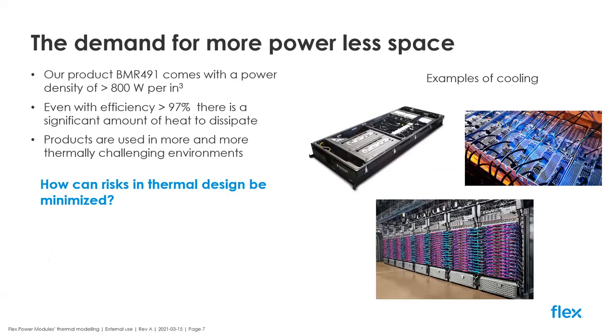What we see is a continuing trend towards even higher power density, more power in less space. The new BMR 491 have variants with a power density over 800 watts per square inch, one of the highest in the industry, we believe. High power density may come with a challenge.